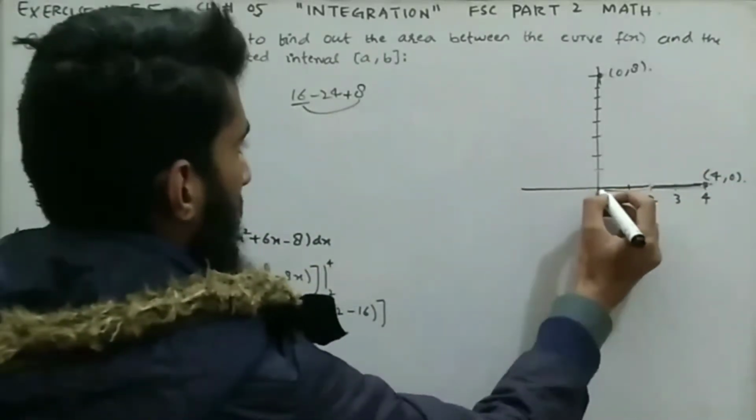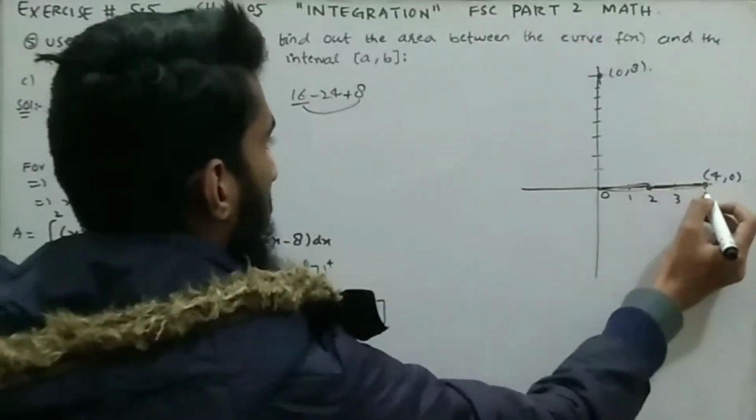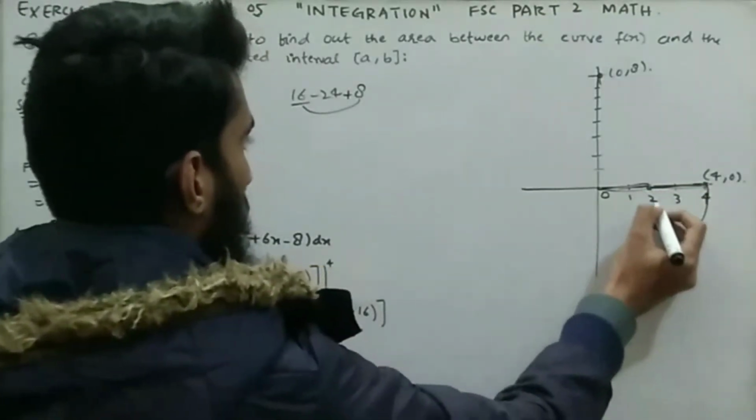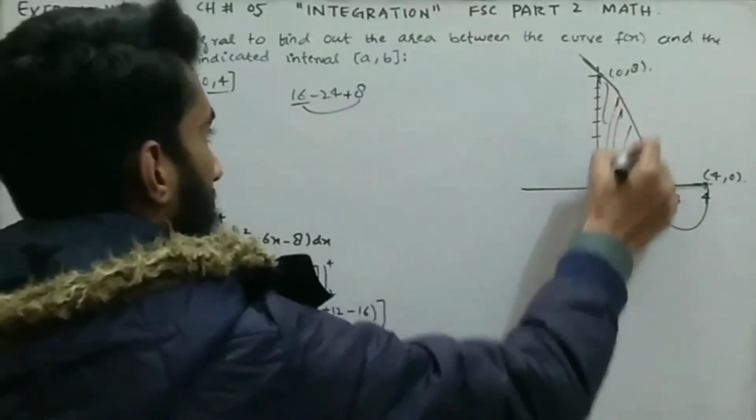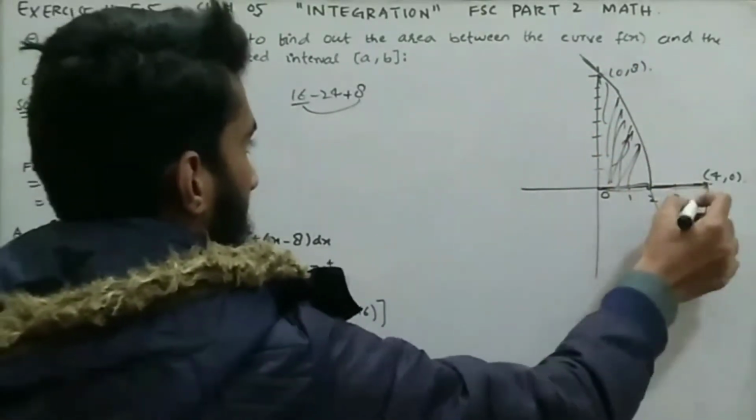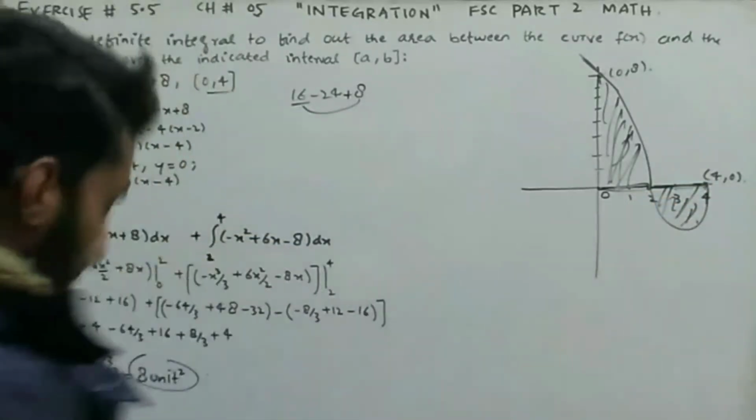Now my interval is from 0 to 2 and from 2 to 4. So it will be passing from 4 to 2 and then from 2 to this point. So this is actually the required area for the part number C.